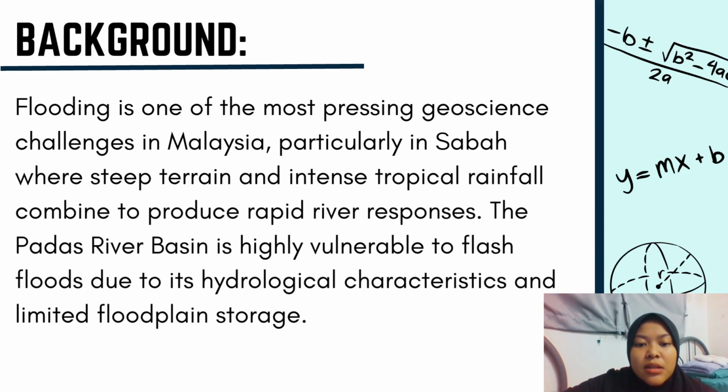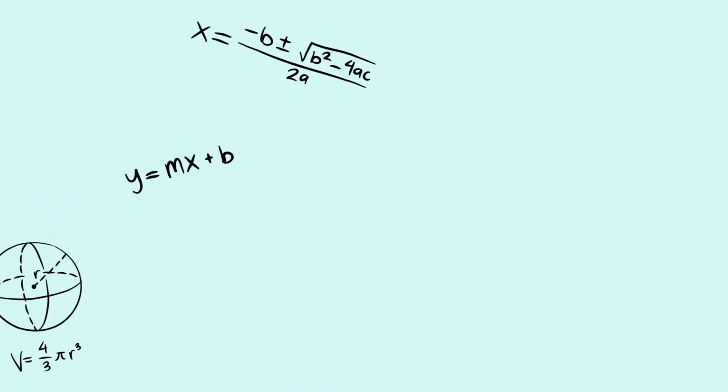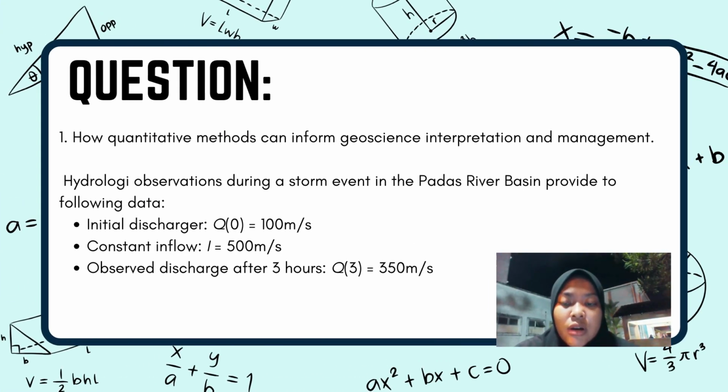In this study, we focus on how river discharge changes over time. Discharge is represented by the Q. The initial discharge is written as Q of 0. The geoscience question is how quantitative methods can inform geoscience interpretation and management. Hydrology observation during a storm event in the Padas River Basin provides the following data.